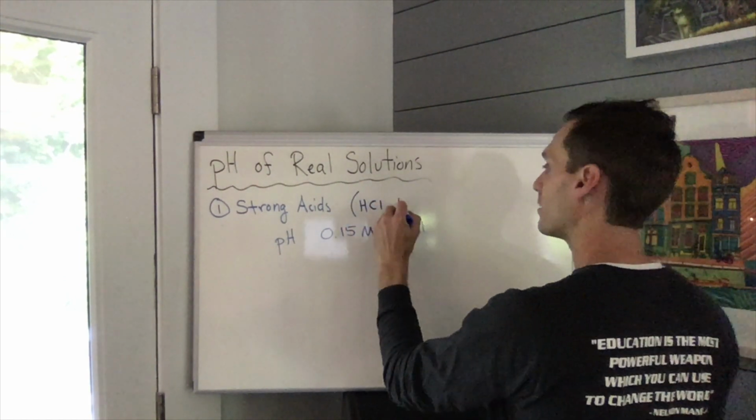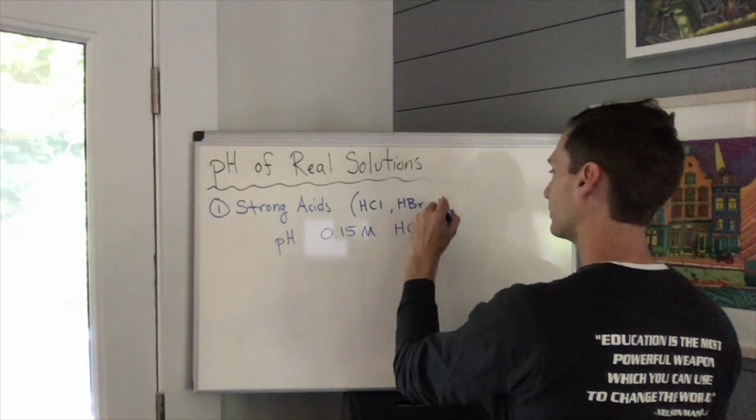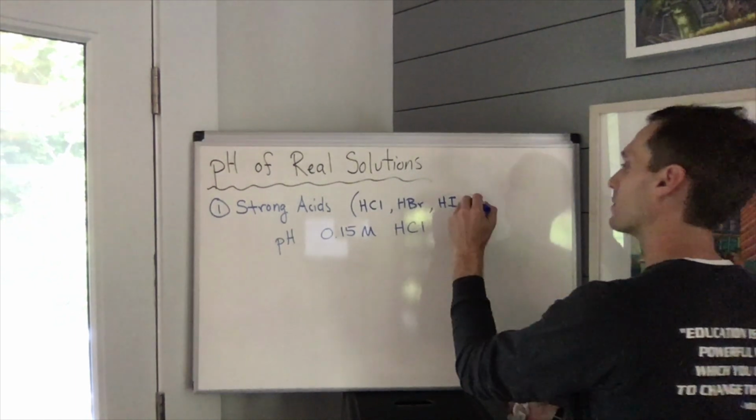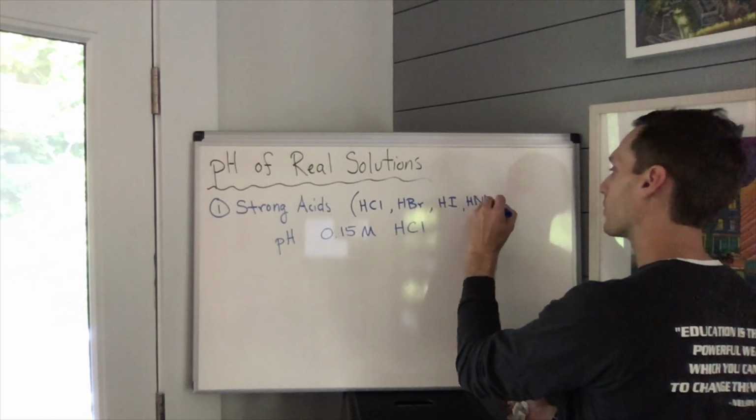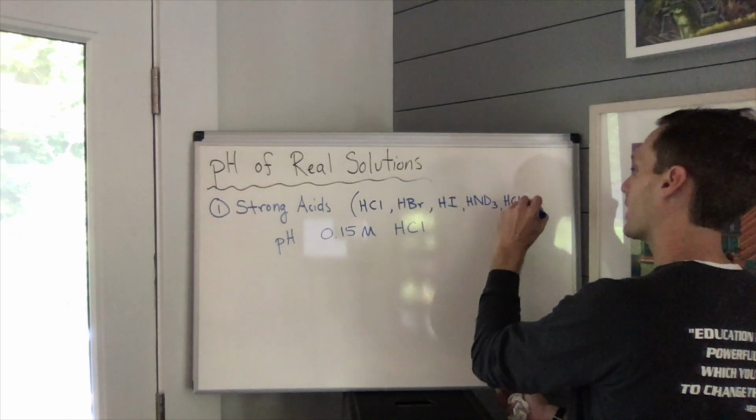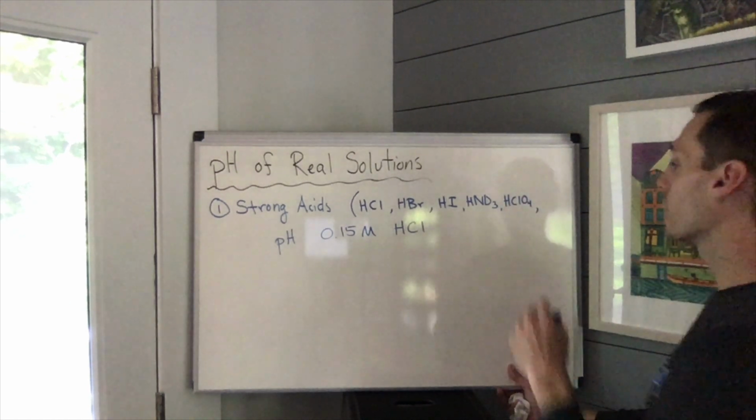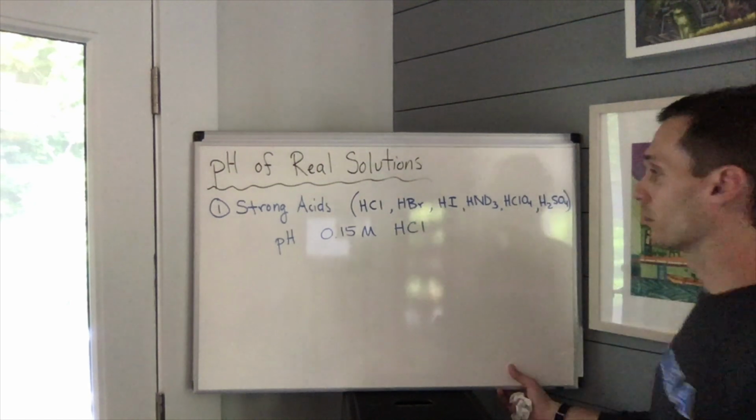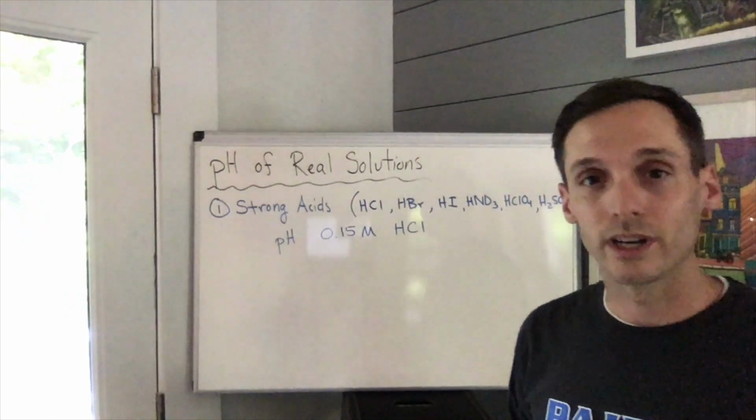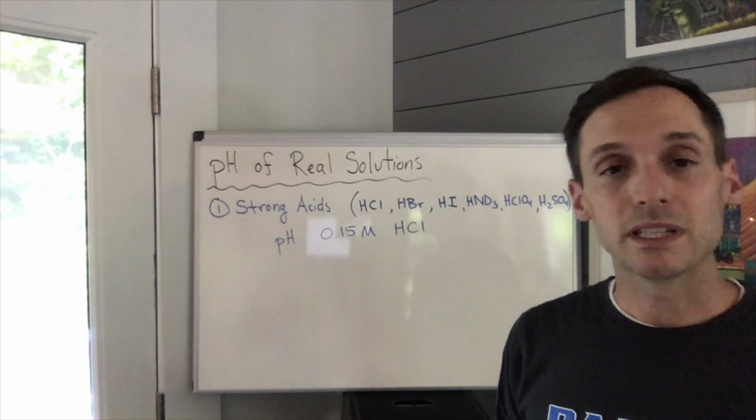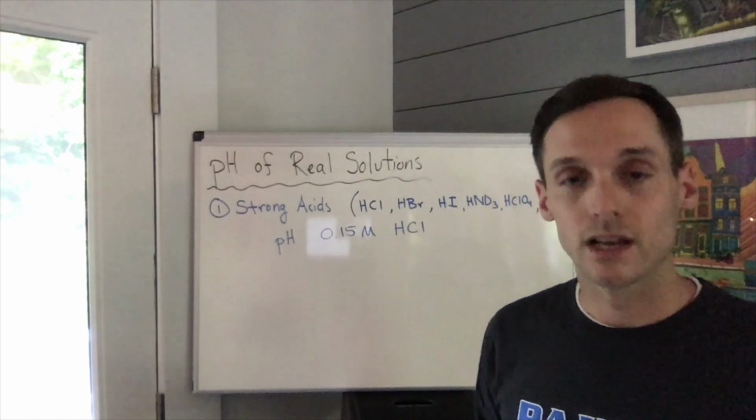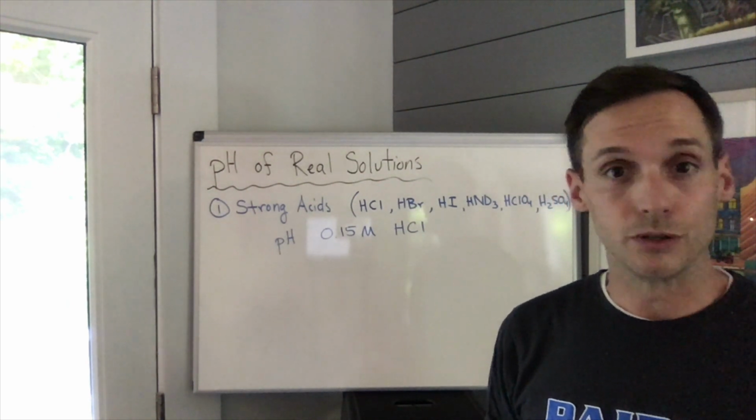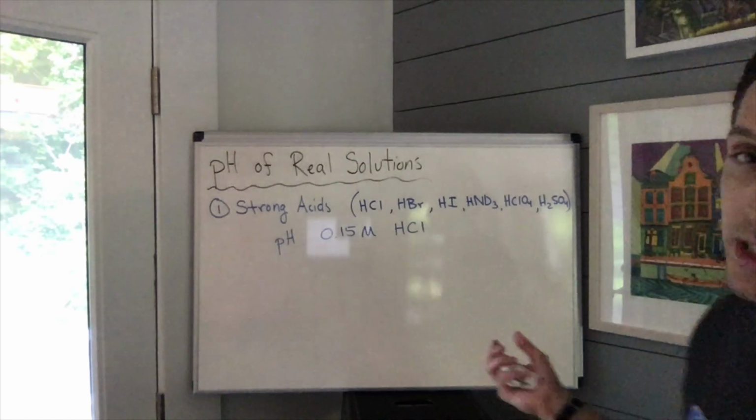We have HCl, HBr, and HI. And then we have 3 kind of random ones. We have nitric acid, HNO3. We have perchloric acid, HClO4. And then we have sulfuric acid, H2SO4. So those 6 acids are what we're going to consider strong, and that just means that they 100% will donate their protons, and you can use this method, which will be the simplest method, in order to get the pH.